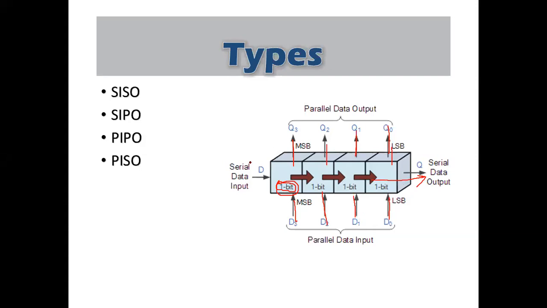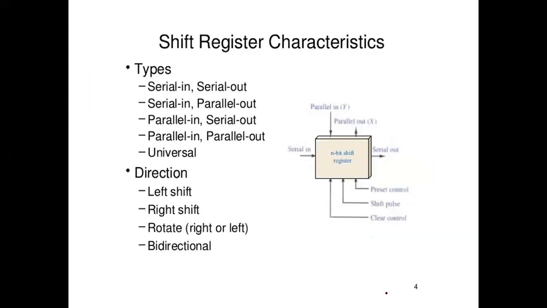So serial input means one by one you have to feed. Serial output means one by one it will come out. Parallel input means at the same time you give the input, and parallel output means at the same time you get the output. So these are the very famous as well as simple logic of shift register. So what is a shift register? The detail is given here.